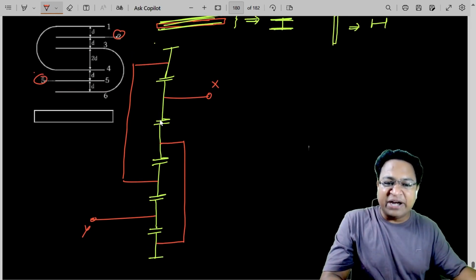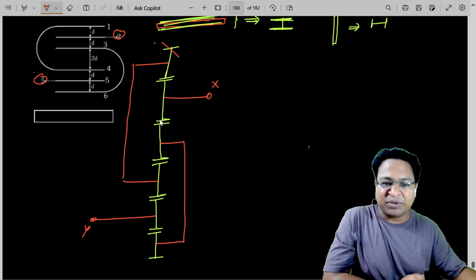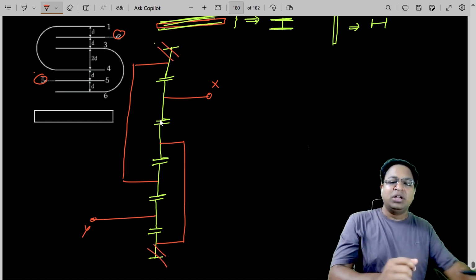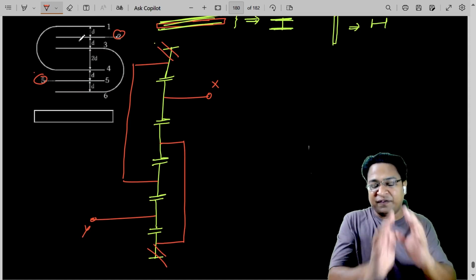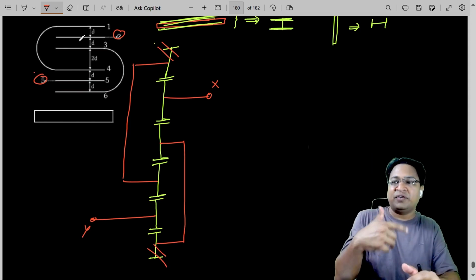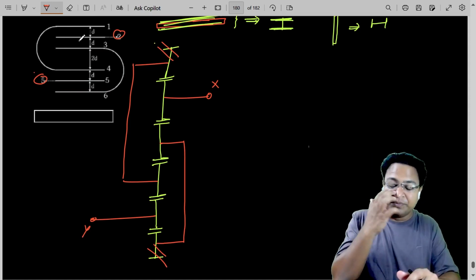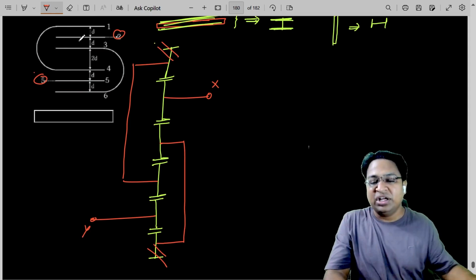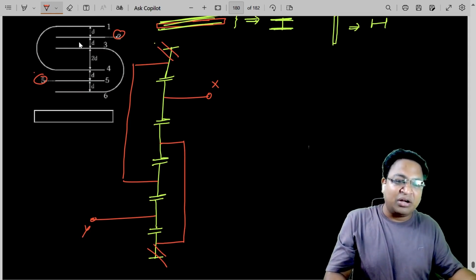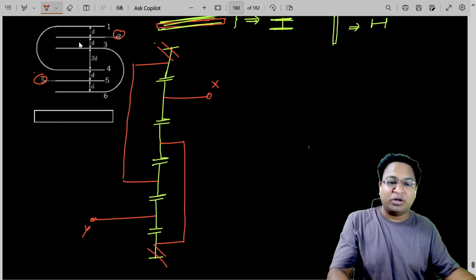Now, these end plates in front of which there is no other plate, you can ignore this part, and we can now look at this circuit. The diagram was given of a physical situation, that there are six horizontal plates which are kept parallel to each other. We have now converted that into an equivalent circuit. Each of these capacitances will be the same. In fact, no, each of these will not be the same.